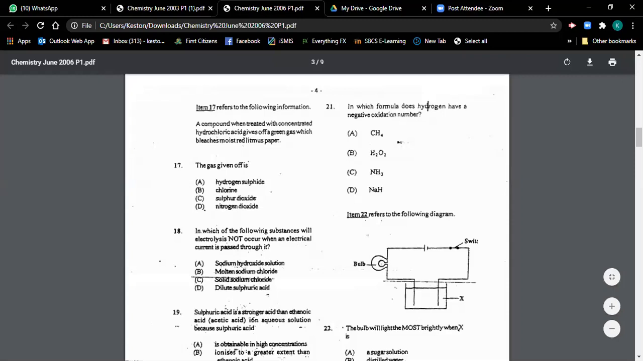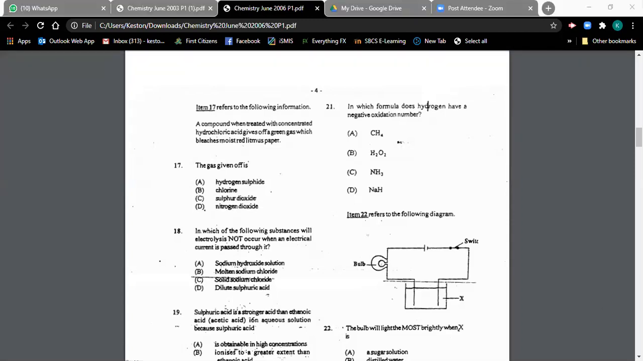18. In which of the following substances will electrolysis not occur when electrical current is passed through it? Not occur. So it means that there are no free ions or electrons available. That's right. C, solid sodium chloride.